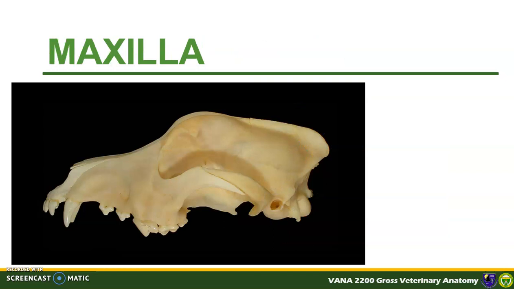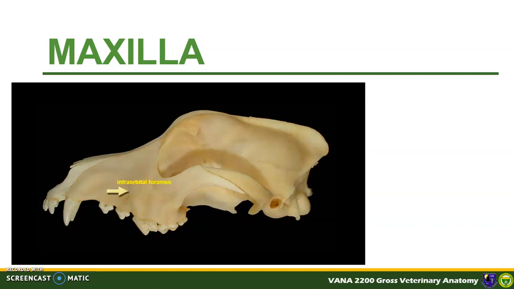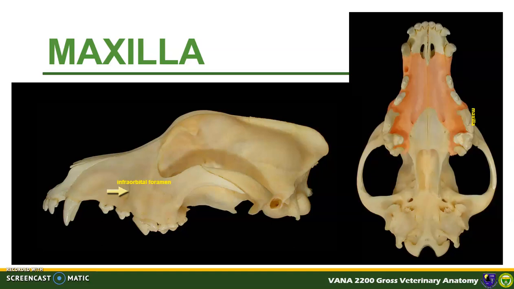Let us start discussing the bones of the facial part of the skull. Again, here is a lateral view of the skull. The largest bone covering the lateral wall of the face is the paired maxilla or maxillary bone. The maxilla supports the canine and cheek teeth of the upper dental arcade. The maxilla also features a large infraorbital foramen, which appears dorsal to the third premolar. The maxilla also forms a major part of the hard palate, as you can see on the second figure.